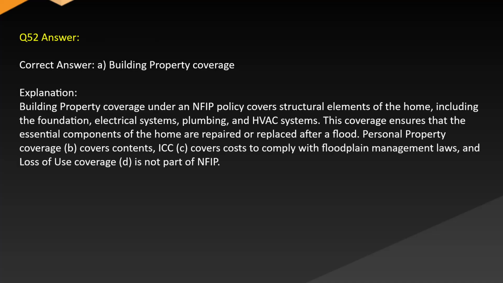Explanation. Building property coverage under an NFIP policy covers structural elements of the home, including the foundation, electrical systems, plumbing, and HVAC systems. This coverage ensures that the essential components of the home are repaired or replaced after a flood. Personal property coverage, B, covers contents. C covers costs to comply with floodplain management laws, and loss of use coverage, D, is not part of NFIP.